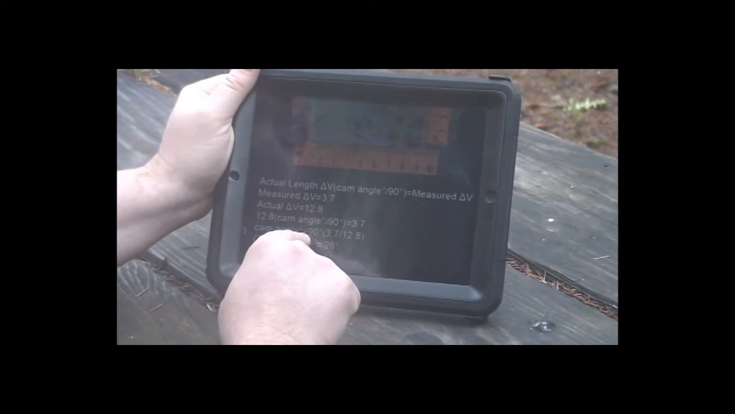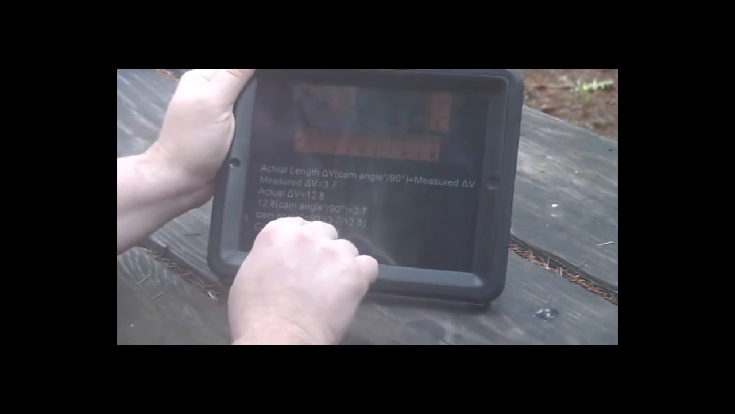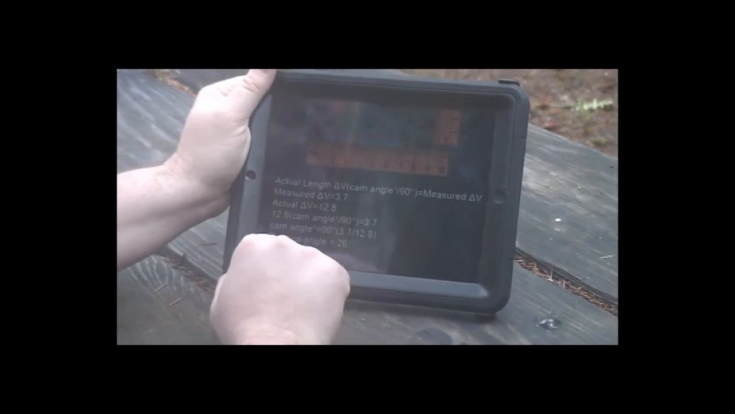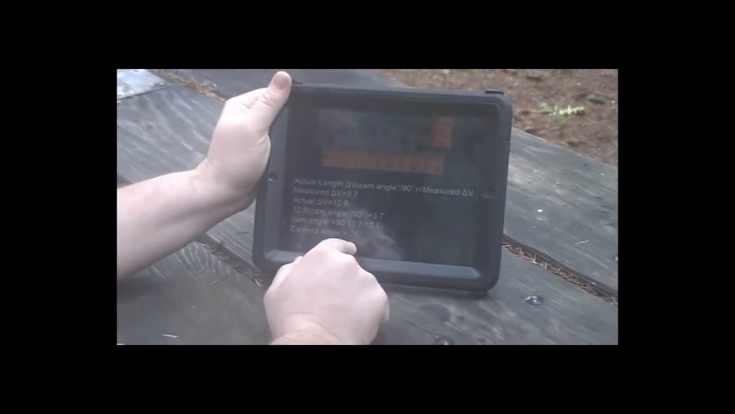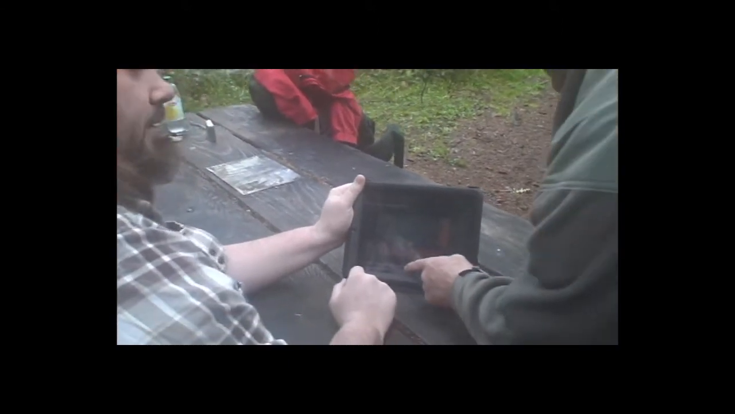So the camera angle is equal to 90 degrees times 3.7 divided by 12.8. Therefore, the camera angle equals 26 degrees. And that's the average camera angle for that. So I'm back to this up a little bit.